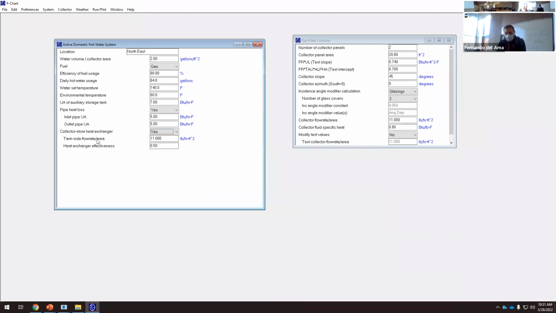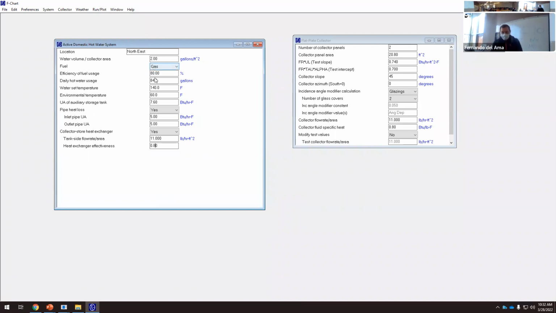Tank side flow rate per area. Yes, so that's the amount of fluid. And this is the heat exchanger effectiveness. This heat exchanger effectiveness, 0.5, is 50%. I think it's quite low. So let's type 0.8. But as you can see, those are the losses of the system: the heat exchanger effectiveness, whether we have insulation in the pipes, whether the tank is outdoors, and whether the environment temperature is close to comfort temperature. All those are things that affect the system. Okay.